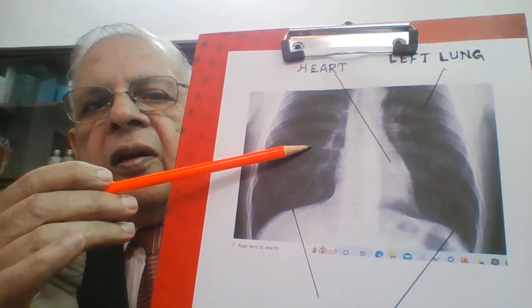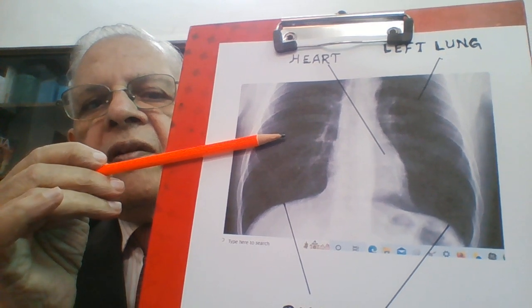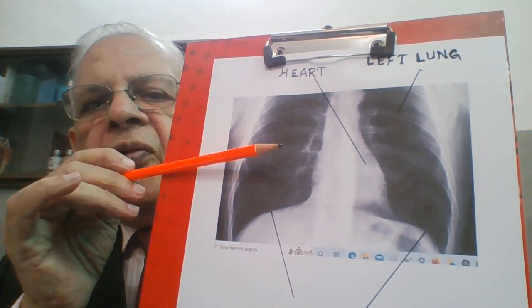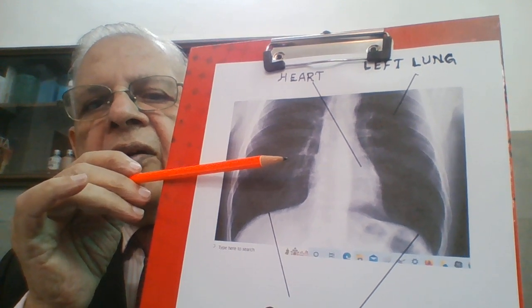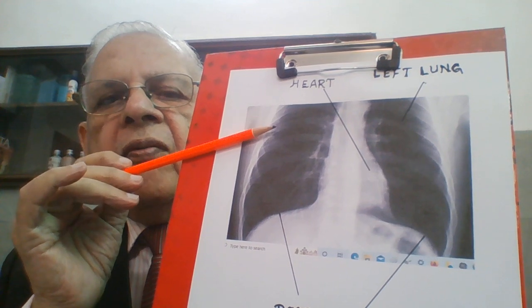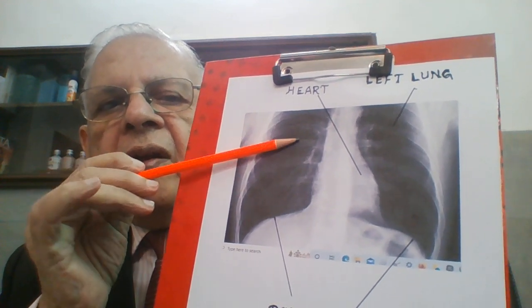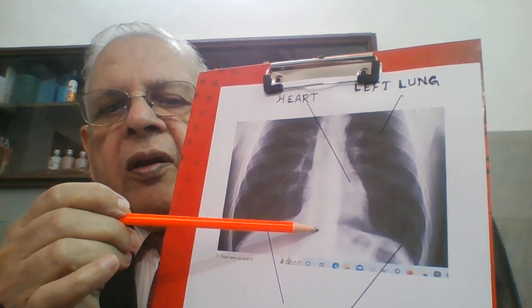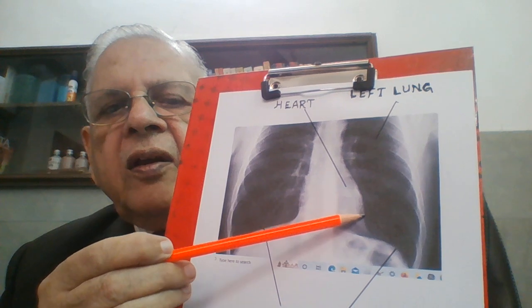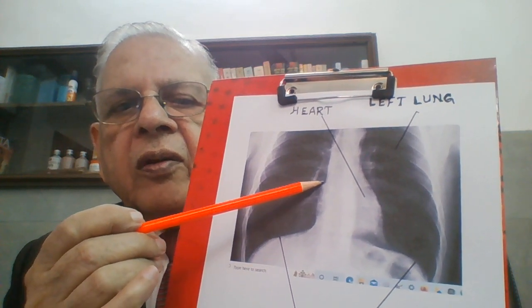Now, in the X-ray, the air looks as a black shadow. Air gives a black shadow, whereas fluid or any other solid structures will give a white shadow. For example, bones will give white shadow. These are the ribs. You can see them as a white shadow. This is the backbone. You can see it as the white shadow. And this is the heart. You can see it as the white shadow. Right? This is right up to this place.